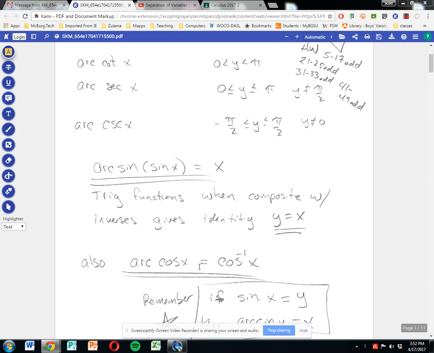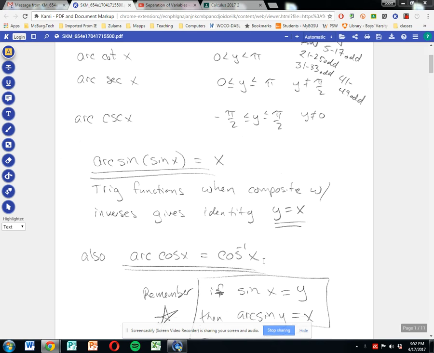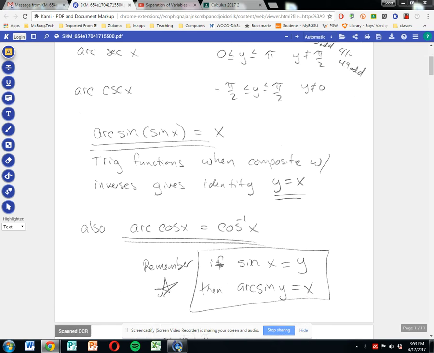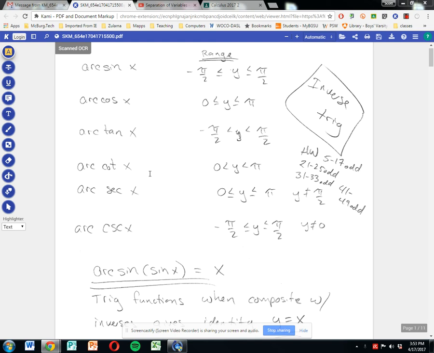So notation, arc cosine of x is the same thing as cosine inverse of x. And remember, the basic concept is if sine maps x to y, then arc sine maps y to x. This is how inverses work. So up here are basically your ranges, and this just makes sense: if you're working backwards, you've got so many choices on the unit circle that map to the same thing. They're just asking you to land in your range.